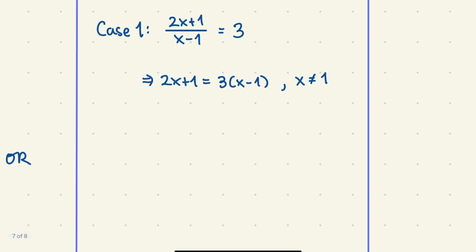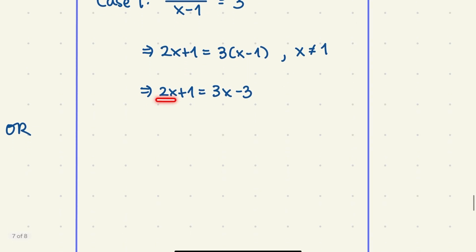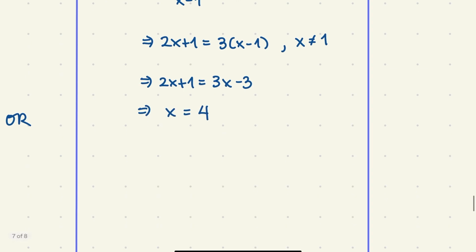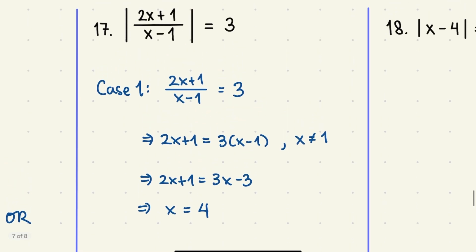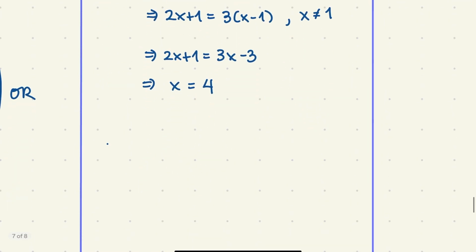Good, so simplifying, this is 2x plus 1 equal to 3x minus 3. Let's move this one here and this one here. So we'll be left with x equal to 4. I hope you were able to follow that. And then observe here that since x equal to 4 and it's not equal to 1, then this must be true. Good, then case 2.